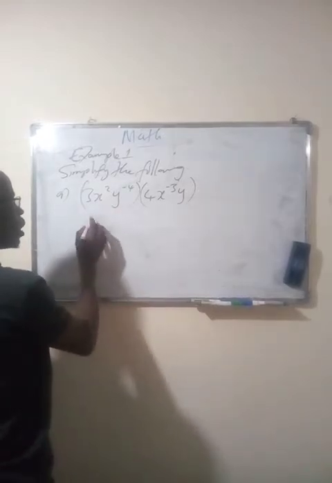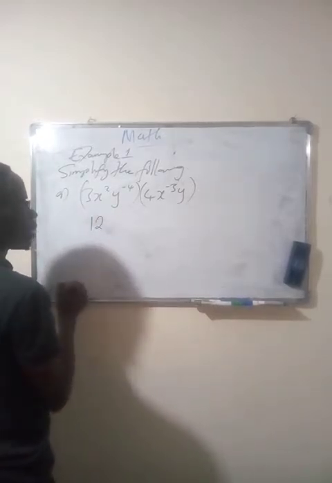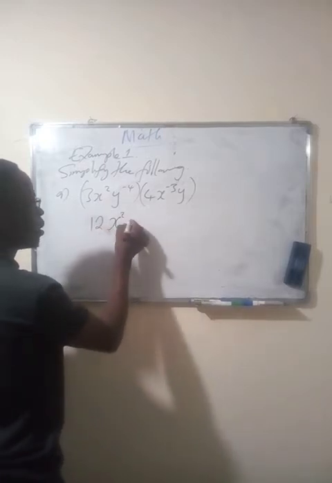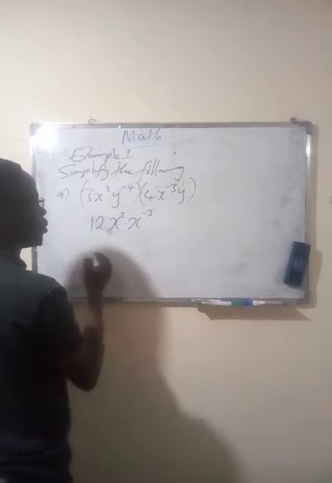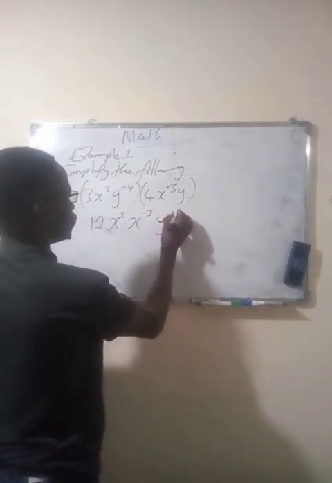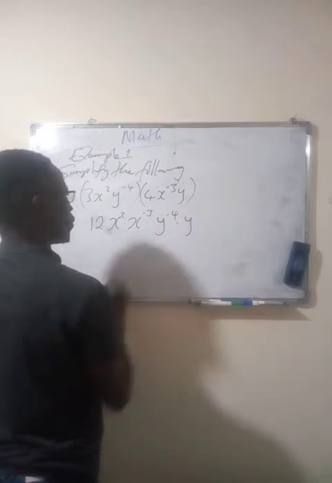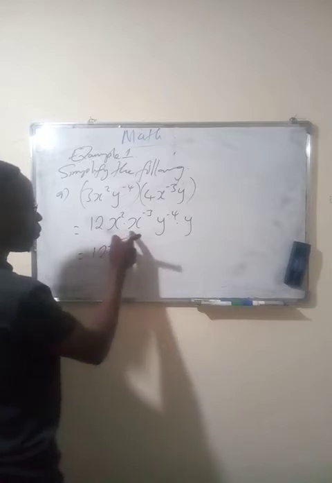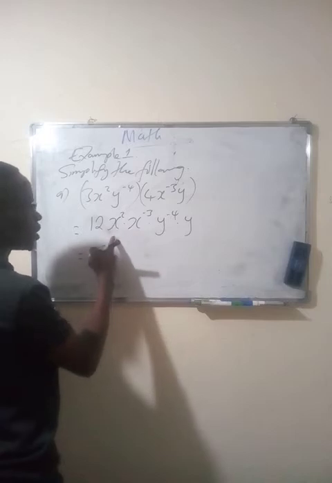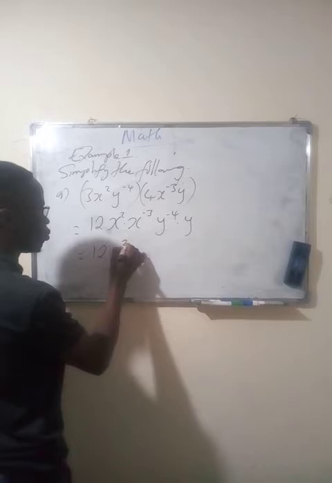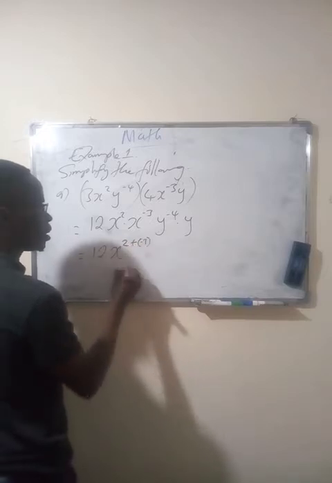And then we're going to multiply x squared by x to the power negative 3. Then again we multiply y to the power negative 4 and y. So now what we have here is a 12. These are the same bases, x and x. When we're multiplying the same bases, we add the powers. So this is going to be x to the power 2 plus negative 3, and multiplied by y.